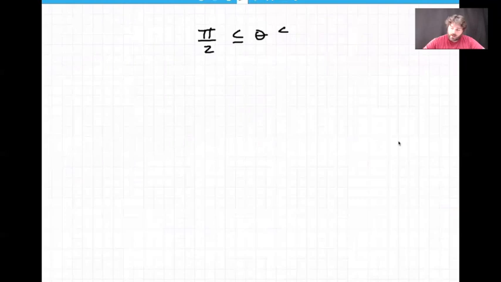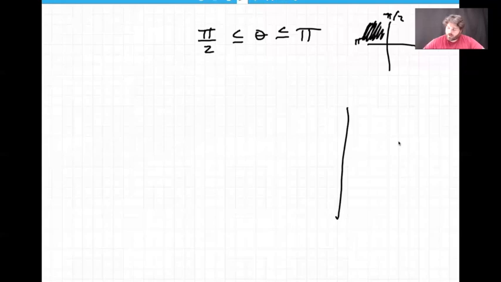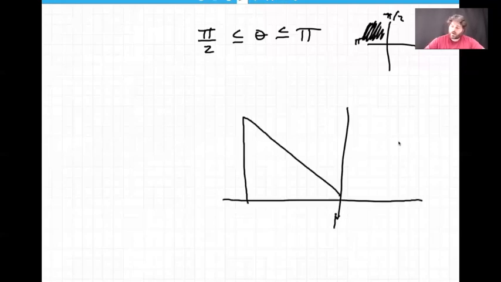Okay, maybe we'll do a similar thing, but this time we're going to be between pi over 2 and pi. Remember where that is: pi over 2 is here, and pi is here, so we're somewhere in this second quadrant. I'm going to draw my picture like this. All right, so maybe they say the secant of theta is 5 over 4.